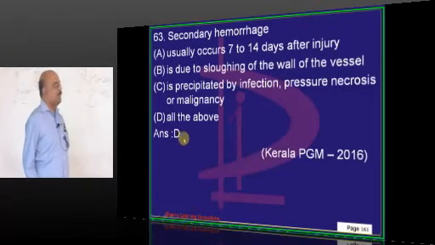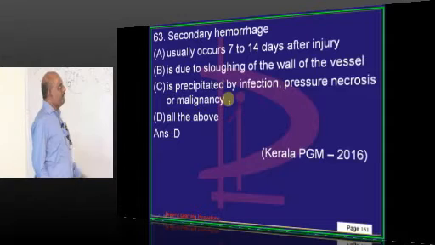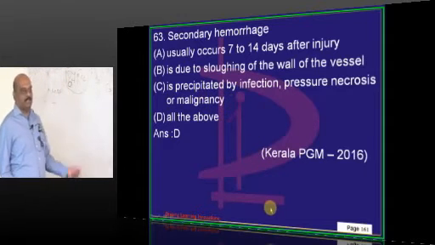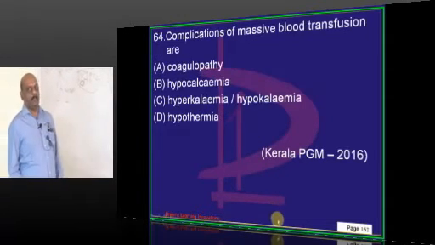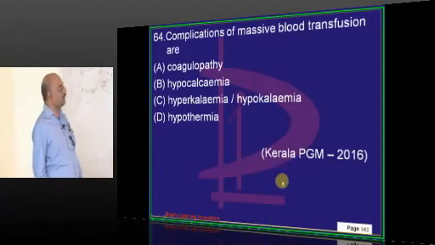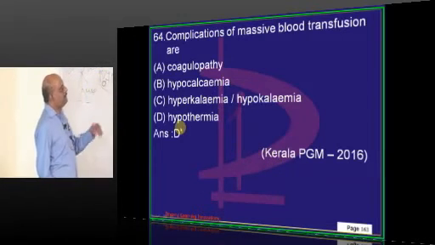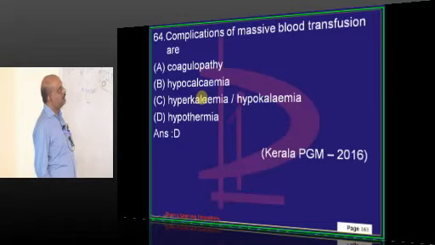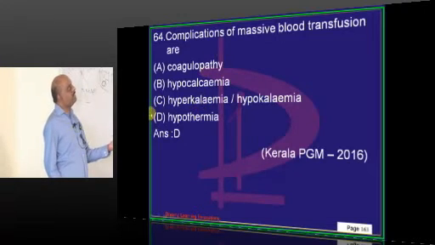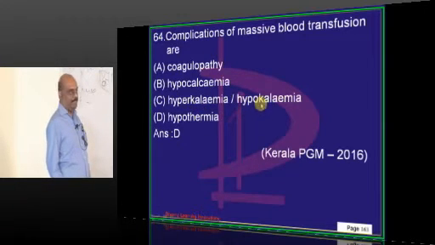Secondary hemorrhage is 7 to 14 days, sloughing, precipitated by infection, pressure necrosis, etc. Typical tonsillectomy hemorrhages, you must be sure. Complication of a transfusion massively is basically what? Hypothermia, this is also another ill-framed question. Citrate excessively will lead to hypocalcemia. True. Coagulopathy can occur. Hypothermia can occur.